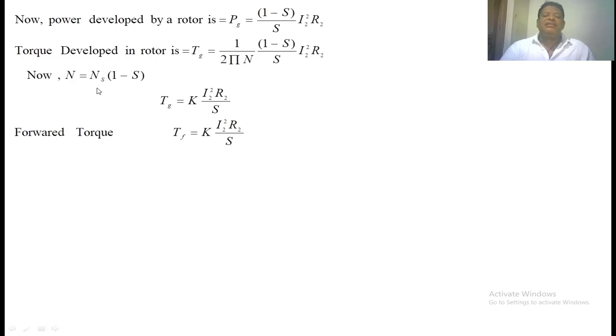This N we can write as Ns into (1 minus s). So in place of N, if you substitute Ns into (1 minus s), the (1 minus s) and this (1 minus s) get cancelled. Finally we have K into I2 square R2 by s. This is the gross torque developed in an induction motor. If you want to find the torque developed in a single phase induction motor due to the forward flux, then Tf equals K into I2 square R2 by s, where s is nothing but the slip of the forward flux with respect to the rotor.